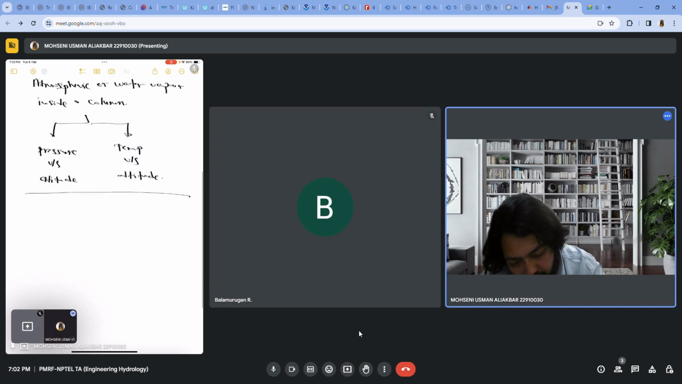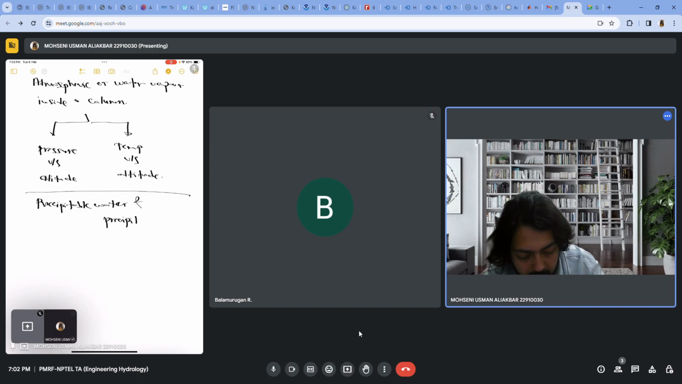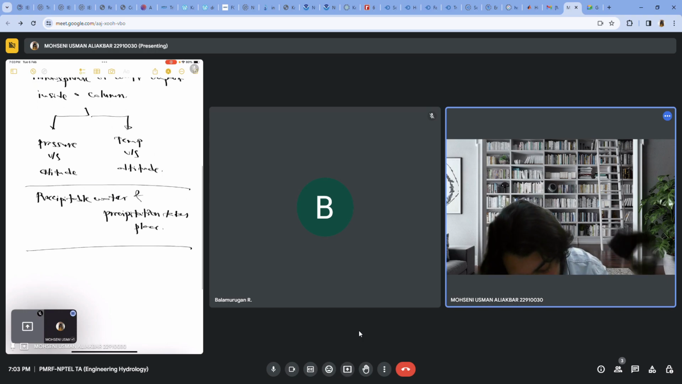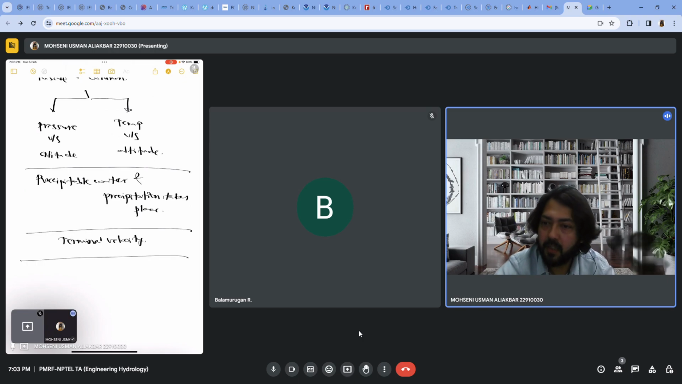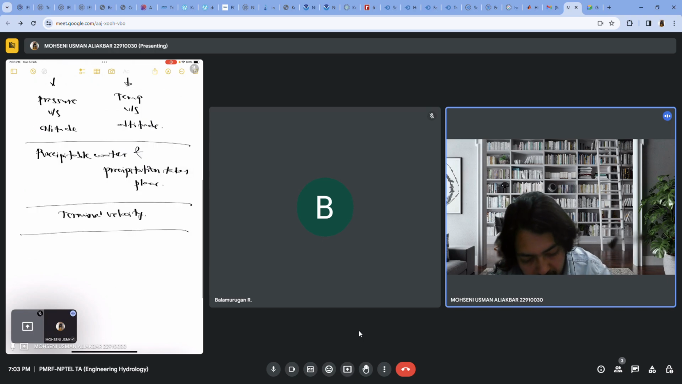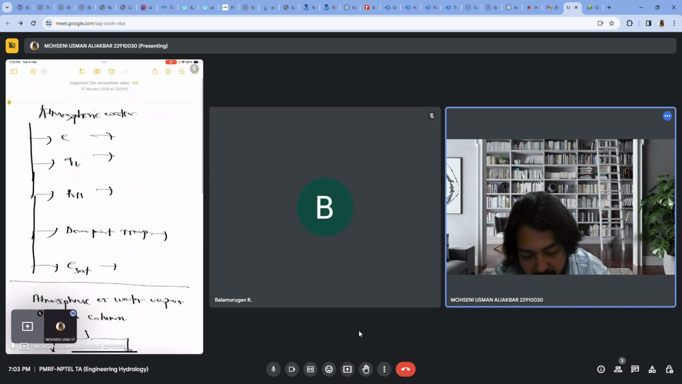Once we are done with this, we'll talk about what precipitable water is, and also how precipitation takes place. This will be the third part of today's session, and finally we'll conclude the session with a derivation of terminal velocity. These are the topics we are supposed to cover today, and once we have covered all these concepts and derivations, I think it will be helpful for you to solve the assignment. So let us start with the first part, which is atmospheric water.